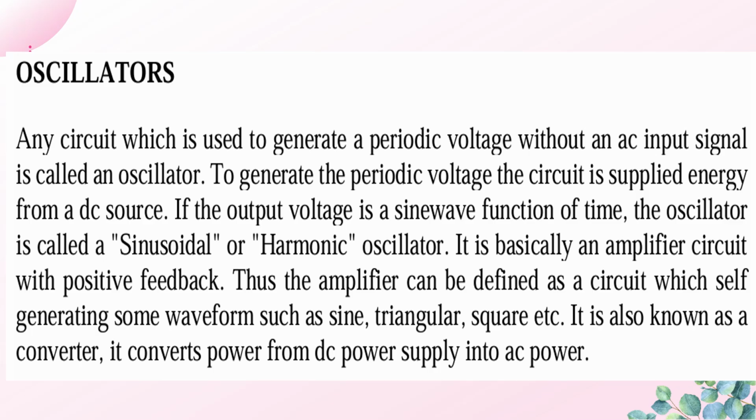So, in order to make the devices operate, we need a supply voltage, and that is provided by a DC source. If the output voltage is a sine wave function of time, then the oscillator is called a sinusoidal or harmonic oscillator. It is basically an amplifier circuit with positive feedback. Thus, the oscillator can be defined as a circuit which self-generates some waveforms such as sine, triangular, square, etc. It is also known as a converter, and it converts power from DC supply into AC power.